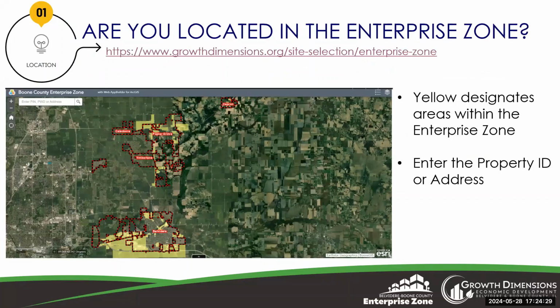Before filling out the application, you will want to determine if you are located within the Belvidere-Boone County Enterprise Zone. Simply go to the Growth Dimensions website, and under the navigation menu, you'll see a section called Site Selection. Under that section, click on Enterprise Zone. That will take you to the Enterprise Zone information page, and the map is located near the top. You can also use the URL shown on this page. We'll walk you through the process together.